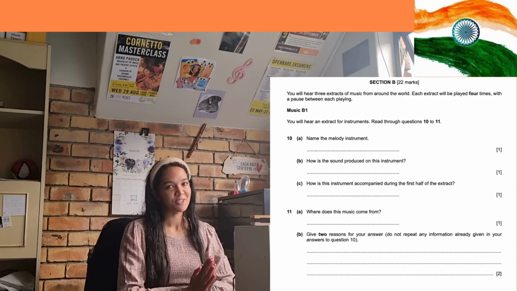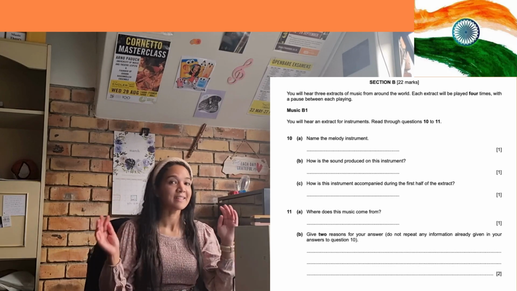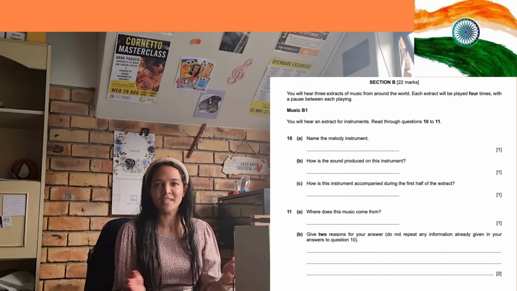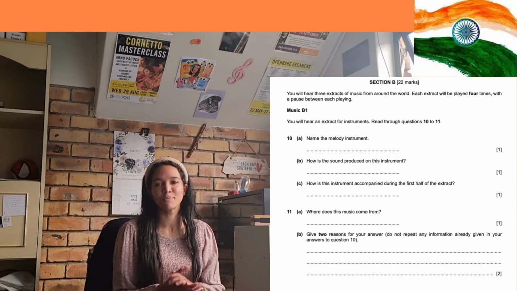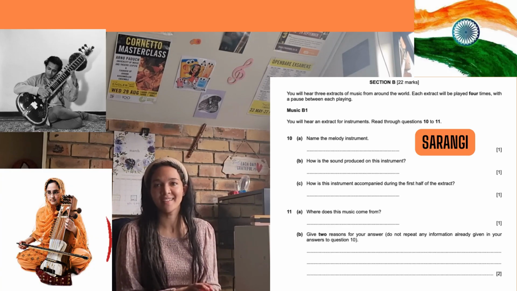So, name the melody instrument. Of course, it is very important to know the very main and key instruments in all of our world music, and in Indian music the 2 very big ones would be your sitar and your sarangi, and definitely I'm hearing the sarangi over here.